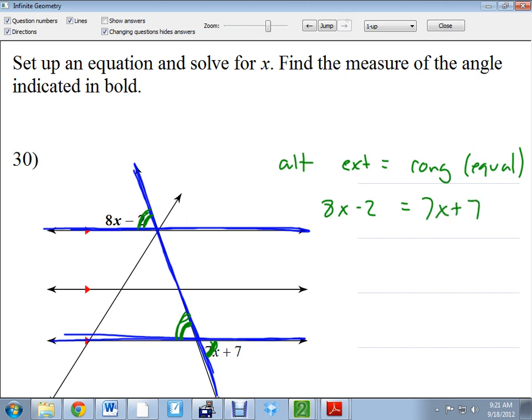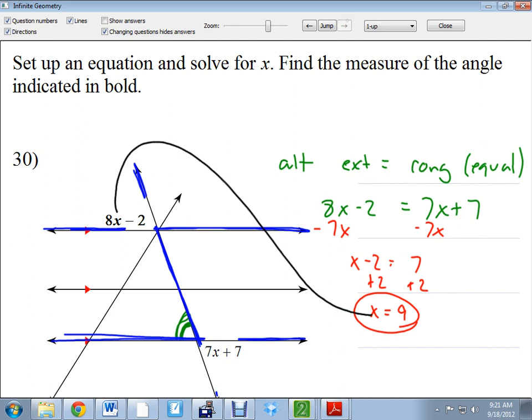And what we need to do with that is just simply solve the equation by subtracting 7x from both sides to get x minus 2 is equal to 7, and then add 2 to both sides, and we get x is equal to a positive 9 in this case. Now, x is 9, but that's not what it's asking me for. It's asking me for the measure of the angle that is indicated in bold. And honestly, it doesn't really matter which angle I plug it into because the angles should be congruent anyway.